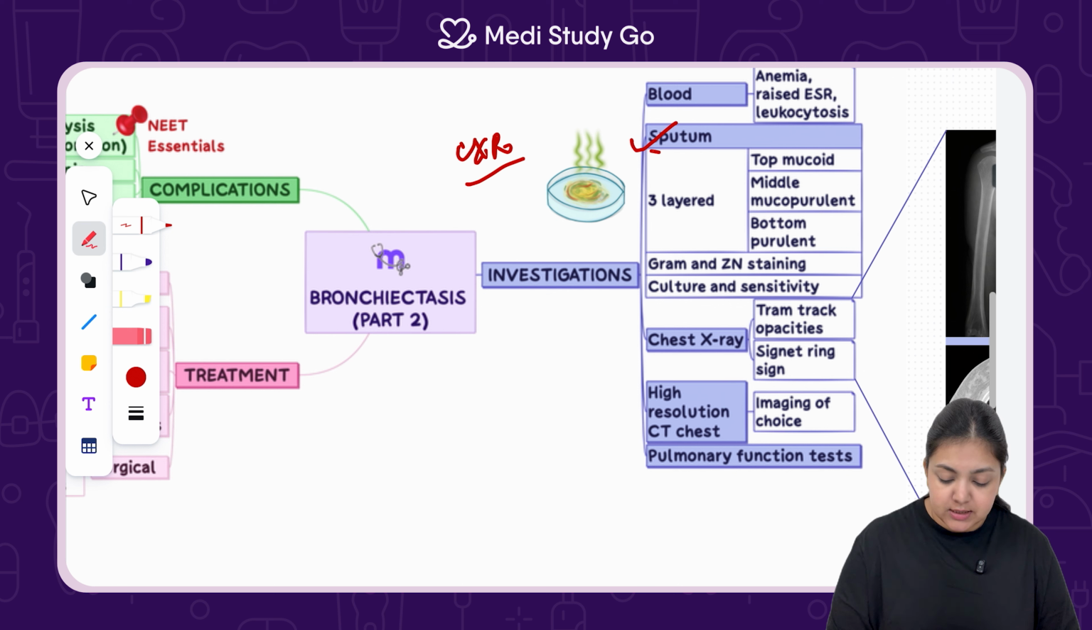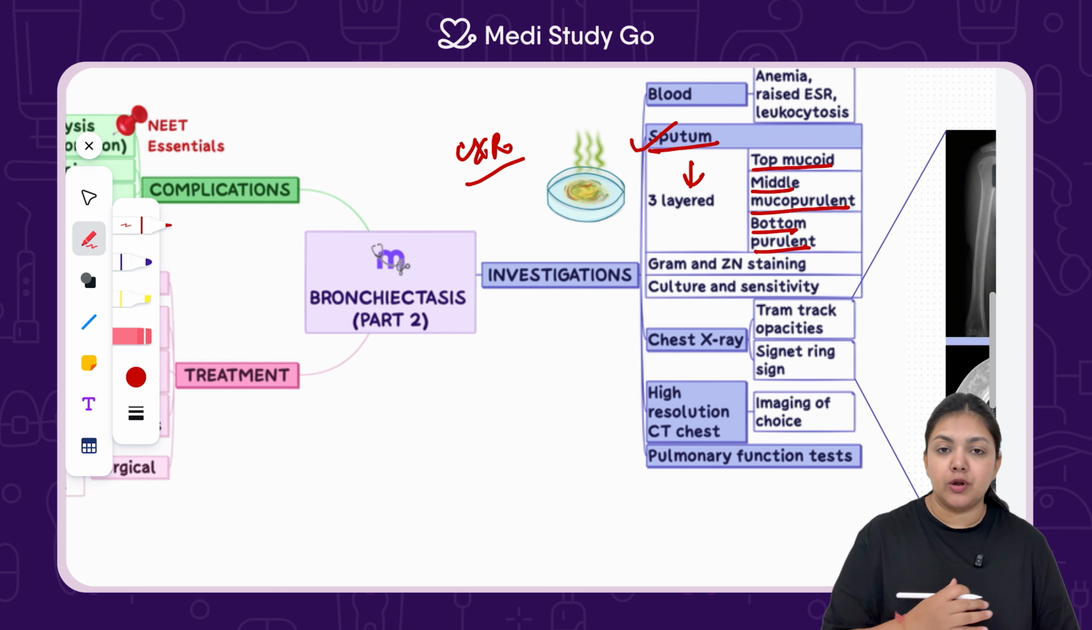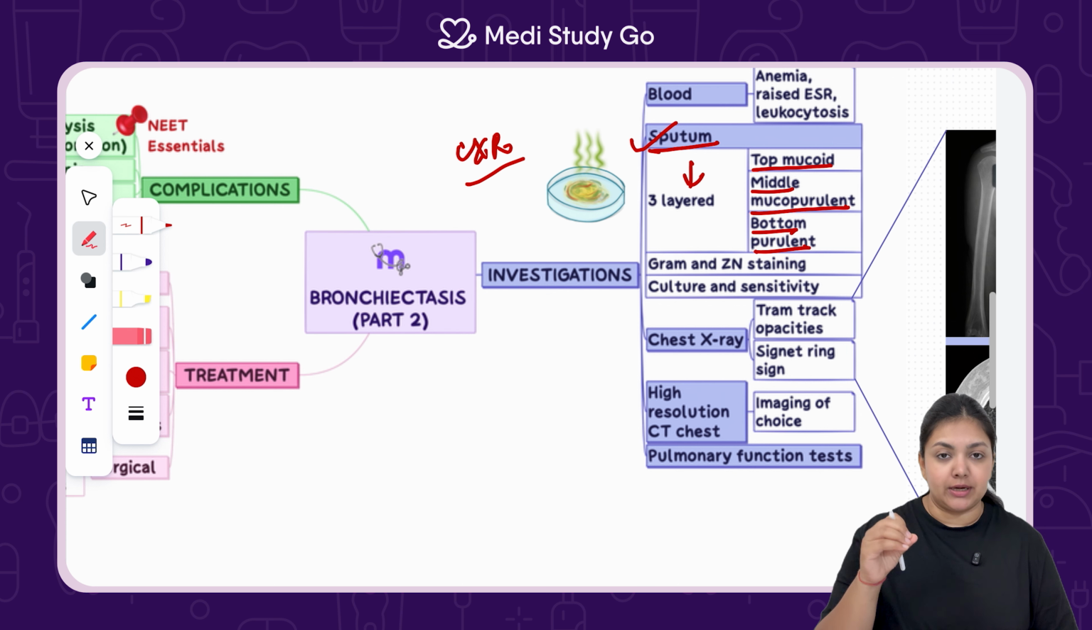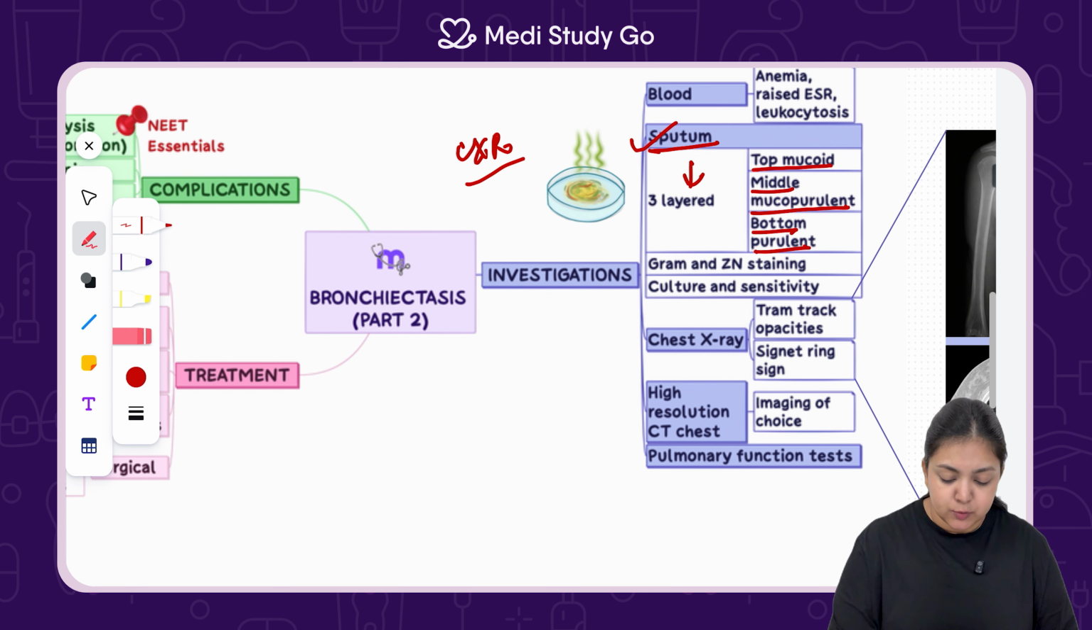Sputum analysis can show three layers when it is contained in a container and left for some time. It is going to show a top mucoid layer, a middle mucopurulent layer, and a bottom purulent layer. So the thick pus or the purulent part is going to settle at the bottom, whereas the lightest mucoid part is going to float at the top. This is how the sputum analysis is going to be positive for bronchiectasis. Then we can do Gram and ZN staining to detect any specific bacteria or microorganisms present. We can do culture and sensitivity test for the same.